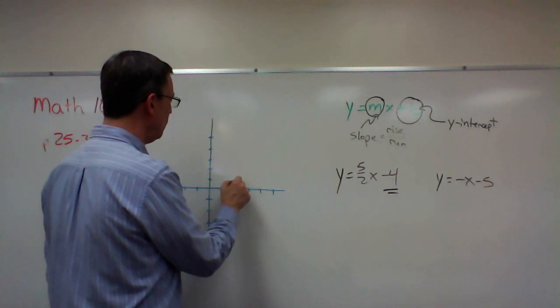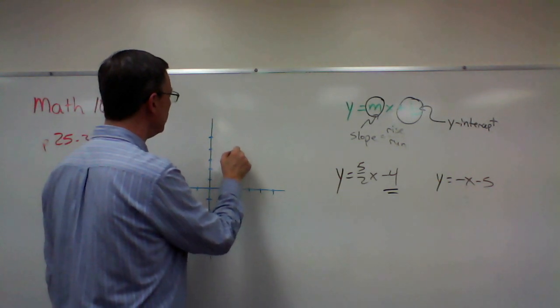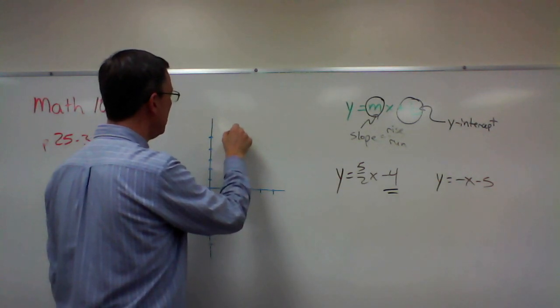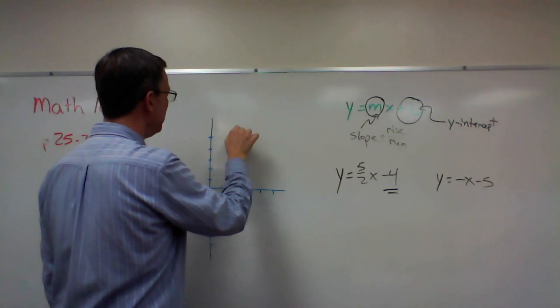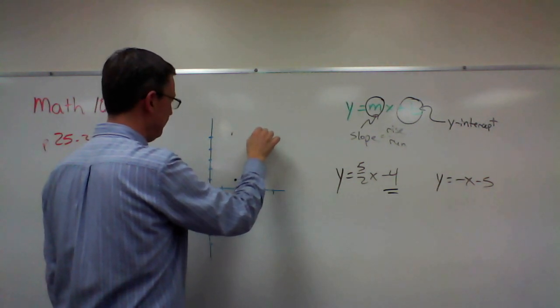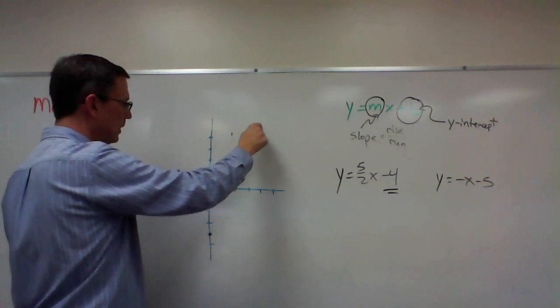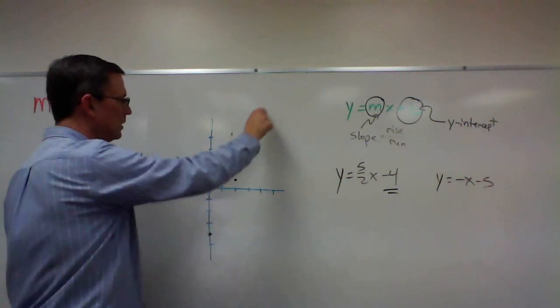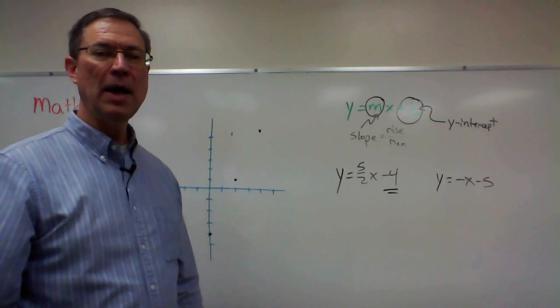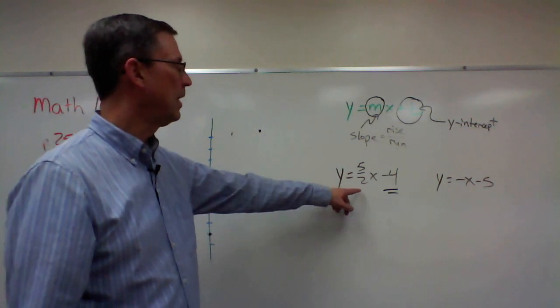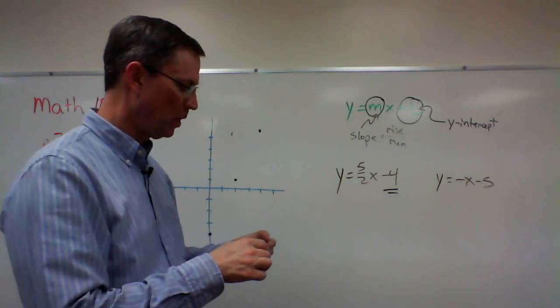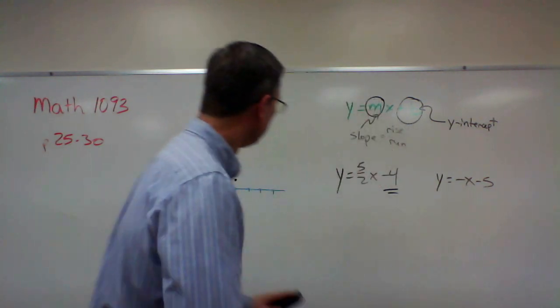I'm going to go up 5 more. 1, 2, 3, 4, 5. Oops. But then over 2. And now all 3 of these points should be lined up, and we could just connect them with a ruler, and we would have the line y = 5/2 x minus 4. All right, see how easy that was?